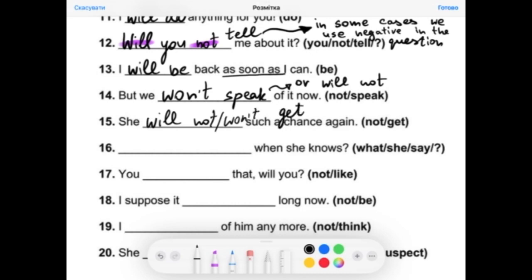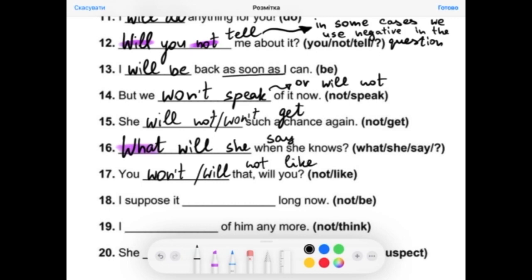Then we have got the question word. What we have got here? What will she say when she knows? You won't, or also will not. So the short form or the long form, like that.